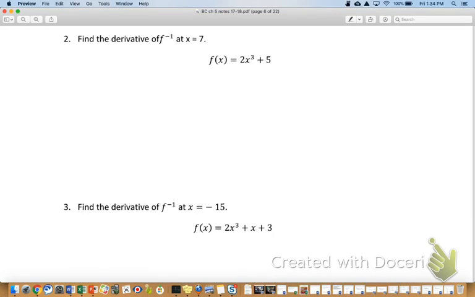Agreed? What else? Inputs and outputs switch. Inputs and outputs switcheroo? Yeah, for sure. Anything else? Anything else you can think of as far as properties? The inverse of an inverse equals the original. Okay, so the inverses undo each other?